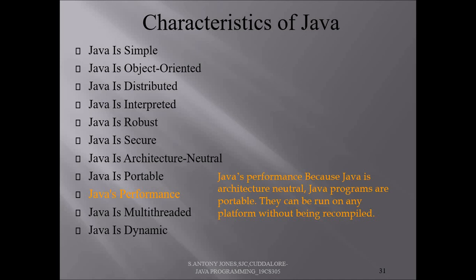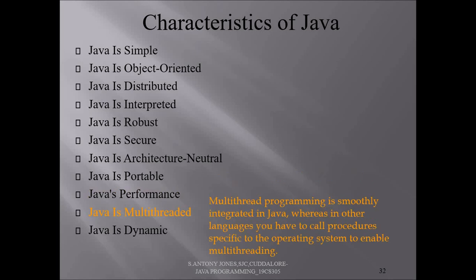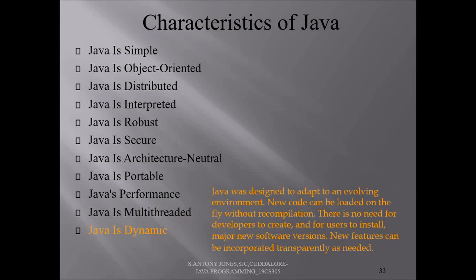Then we say Java is multi-threaded. Multi-threaded programming is smoothly integrated in Java, whereas in other languages we have to call procedures as subroutines for the specific operating system to enable multi-threading. Java can handle multi-threading processes at the same time, which is one of the most effective features of Java.